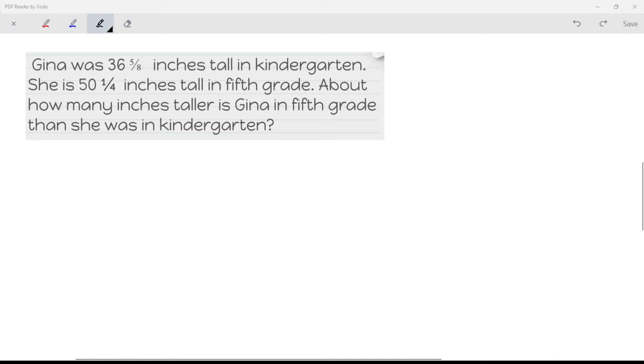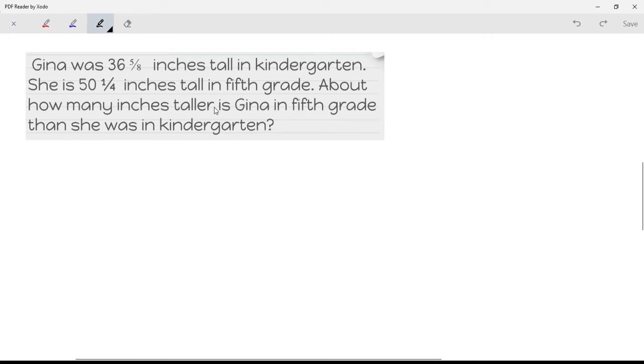Today we are going to do another mixed number word problem. Gina was 36 and 5/8 inches tall in kindergarten. She is 50 and 1/4 inches tall in 5th grade. About how many inches taller is Gina in 5th grade than she was in kindergarten?